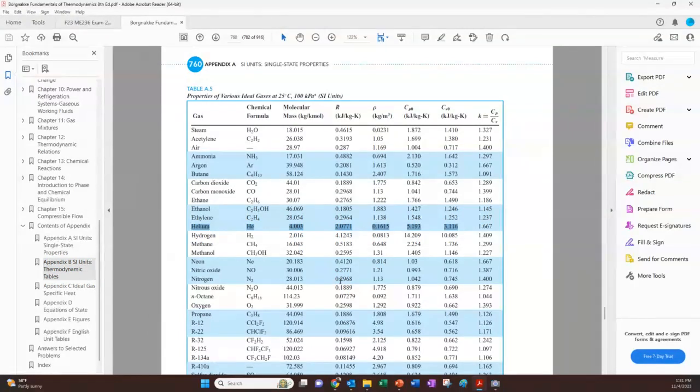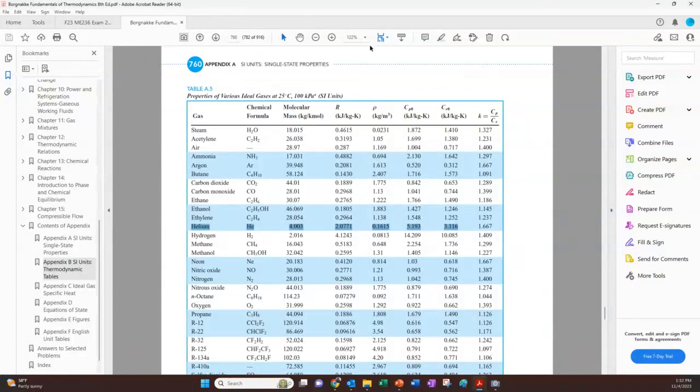So R for helium is 2.0771. These are kilojoules per kilogram degree Kelvin. And our CP is going to be equal to 5.193, and also kilojoules per kilogram degree Kelvin.